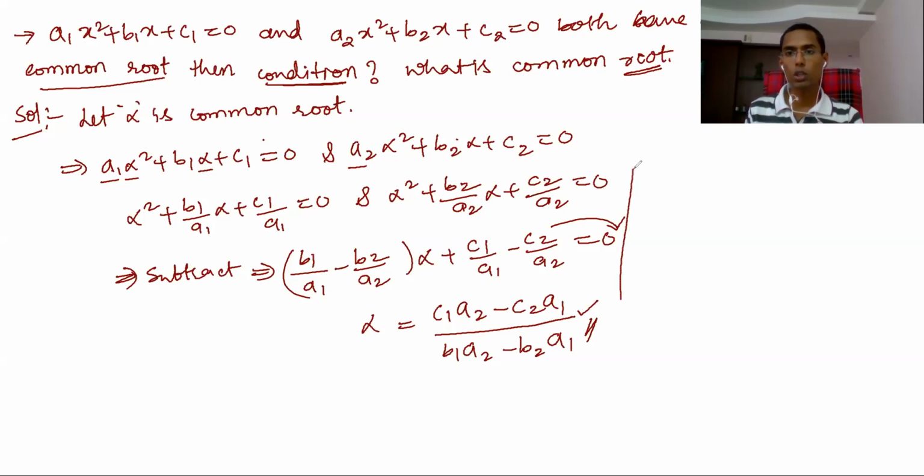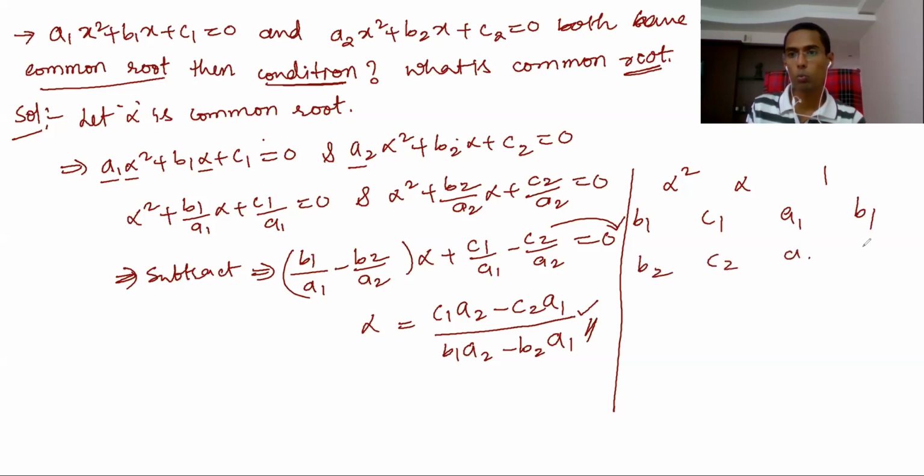So how do you solve? Here only I will show. Here you keep x, y, 1. Similarly here also, I am keeping alpha square, alpha, and 1. This is x, this is y, this is a constant. So you write b1, c1, a1, b1, and here b2, c2, a2, b2.